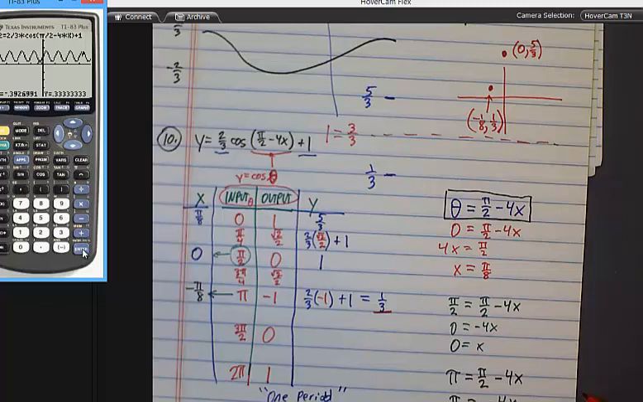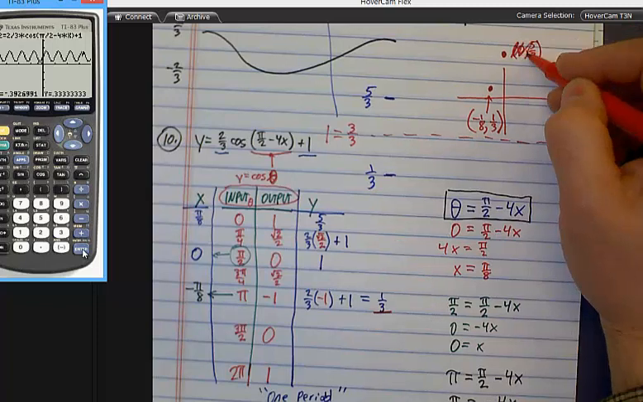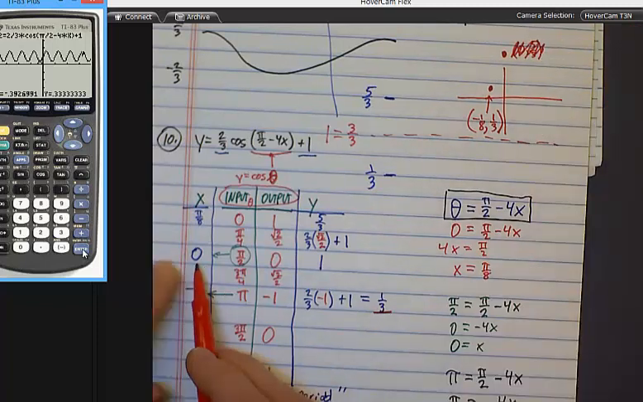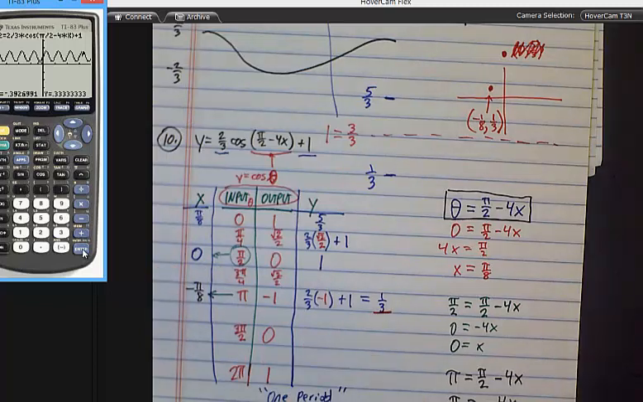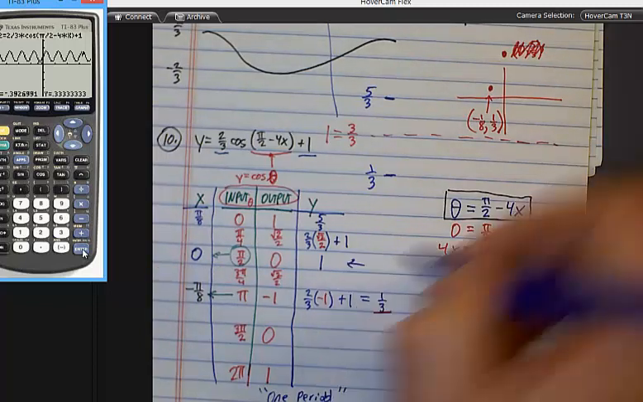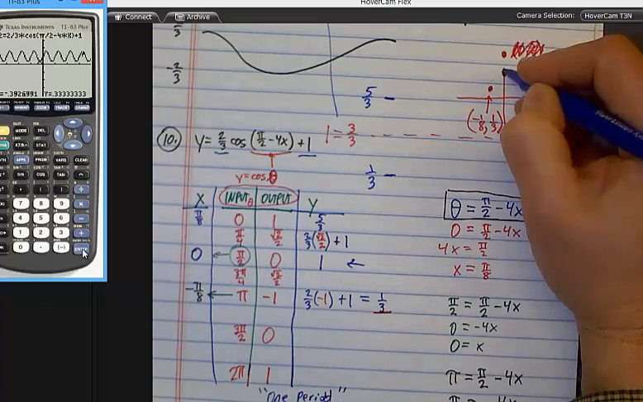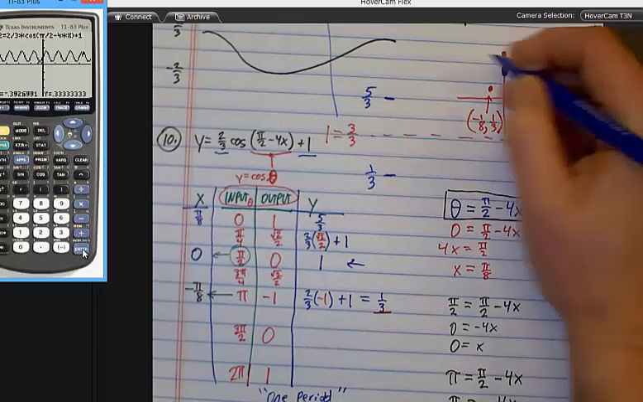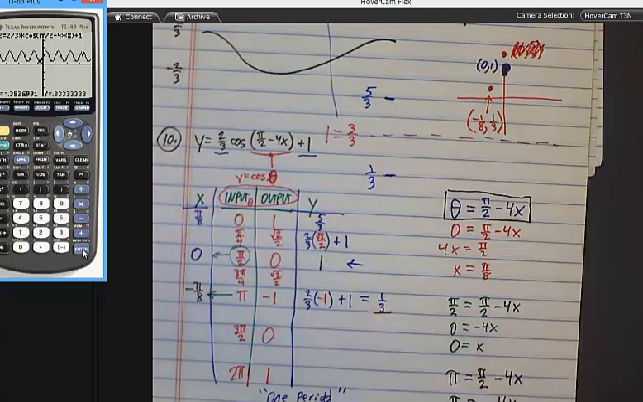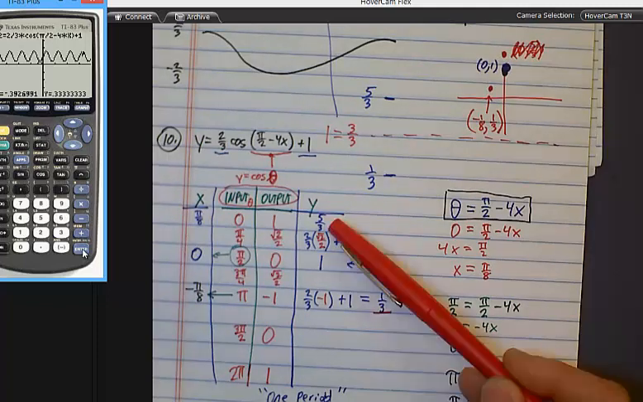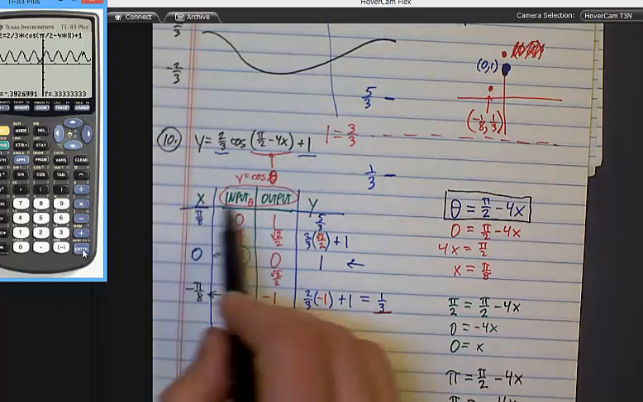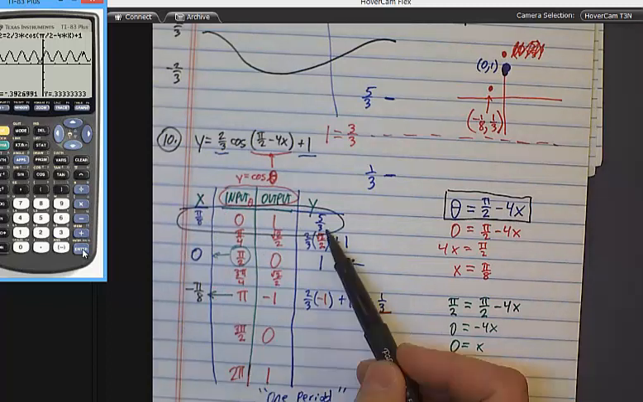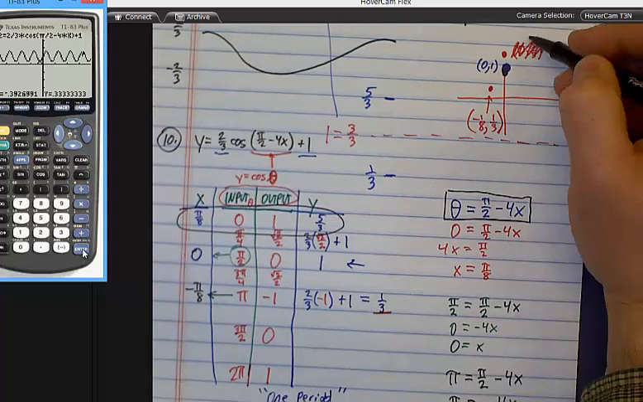Oh no, that's not true. At 0, the output, or y, is 1. So let me plot that point. At 0, I'll put that here, 0 comma 1 is a point. And then what x do I need to get 5/3? I did that before. To get a y of 5/3, that's the highest it's ever going to get, I need to put in pi over 8.